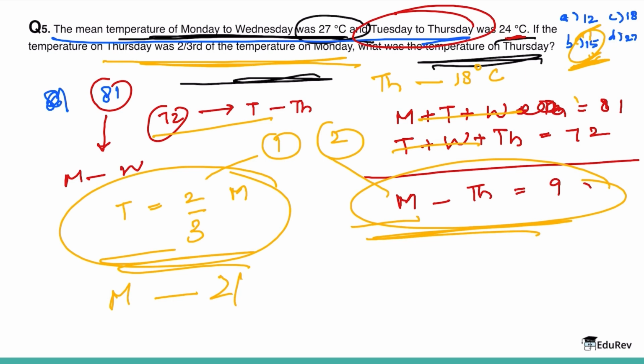So if 15 by 24 is not 2/3, that means that equation is not satisfying the condition which is given in my question. So that option also has to be crossed out.